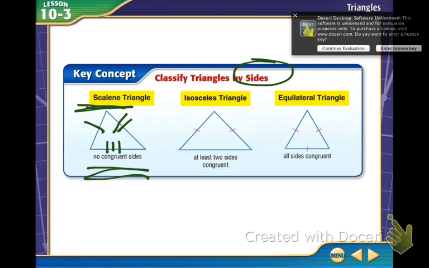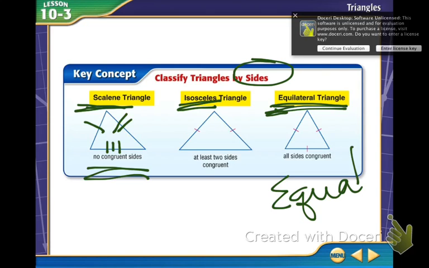Now an isosceles, kind of like an icicle, has exactly 2 congruent sides. Equilateral, which reminds me of the word equal, because of the beginning part of the word, has all sides congruent.